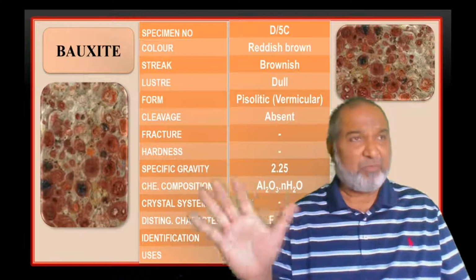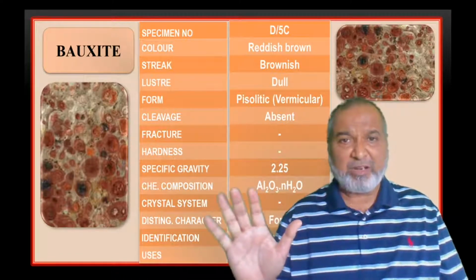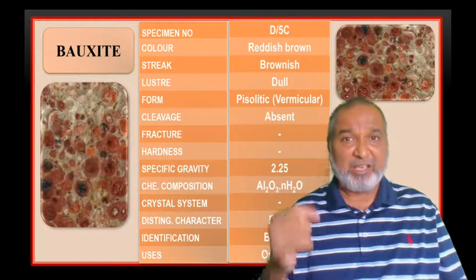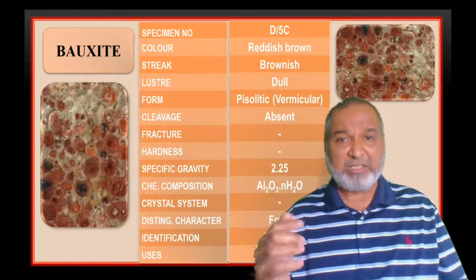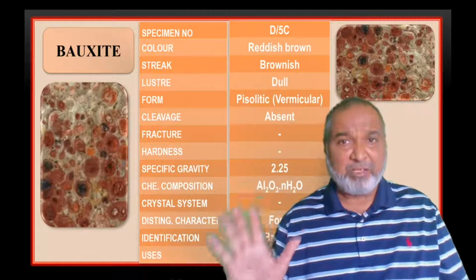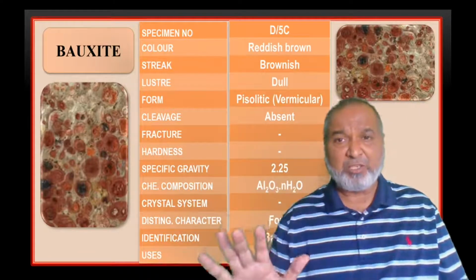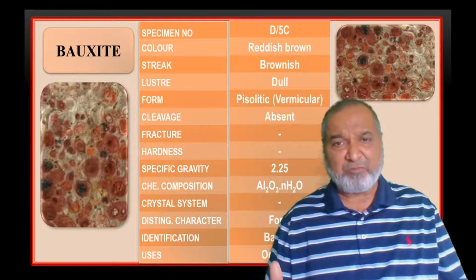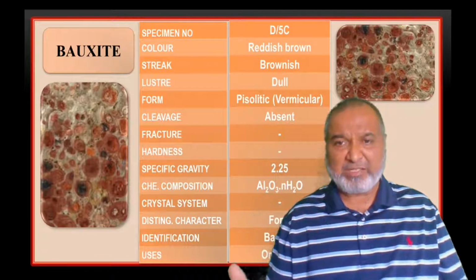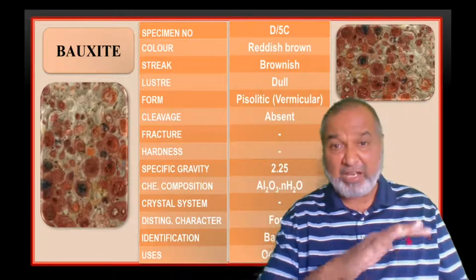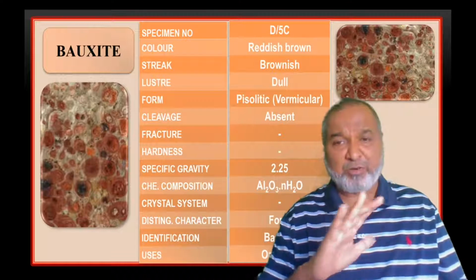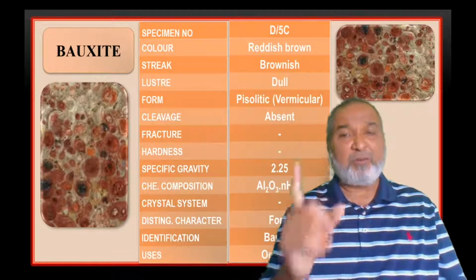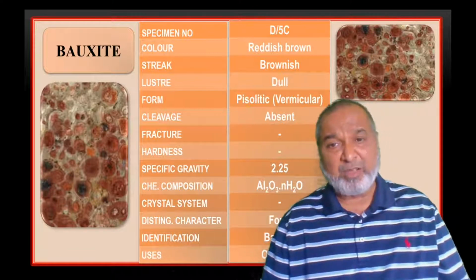Cleavage, because it is a secondary mineral, we don't have to write cleavage, we don't write fracture, we don't write hardness. Remember now these three things: cleavage, fracture, and hardness. Once the mineral is secondary, we are not supposed to write these properties. Specific gravity 2.25. See, very light one. Aluminum oxide is there, Al2O3·nH2O. Again, crystallographic system, secondary mineral, so it is not a crystallographic system. And with the help of the form, whether it is pisolitic or vermicular, we will find out the bauxite.